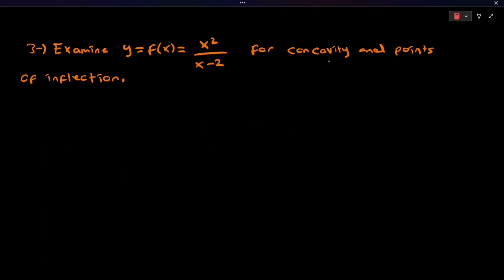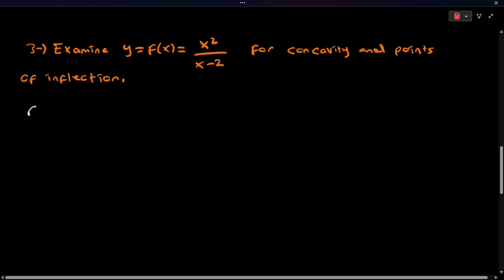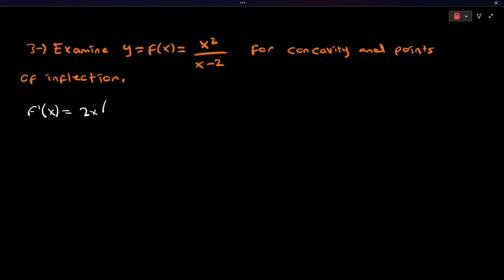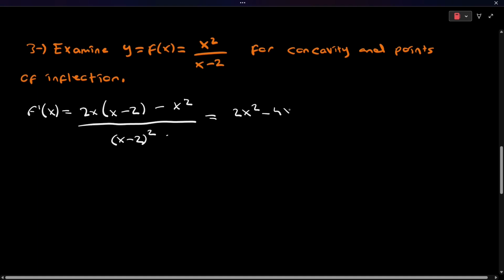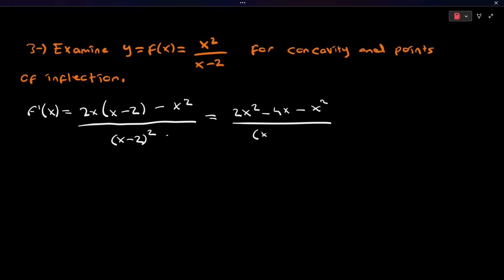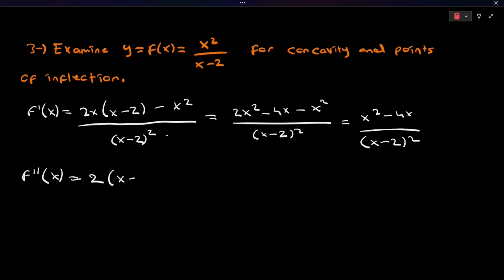Examine the given function for concavity and points of inflection. What am I going to do? I need the second derivative. First derivative is 2x multiplied by x minus 2 minus x squared over x minus 2 squared, which is equal to 2x squared minus 4x minus x squared over x minus 2 squared, x squared minus 4x over x minus 2 squared. Let's differentiate it again. 2x minus 4, we can write 2 multiplied by x minus 2 instead. We will multiply this with x minus 2 squared minus derivative of the denominator.